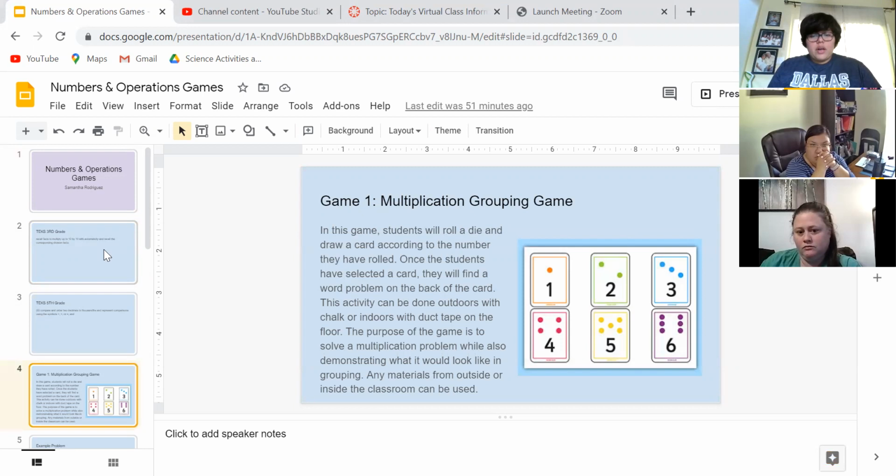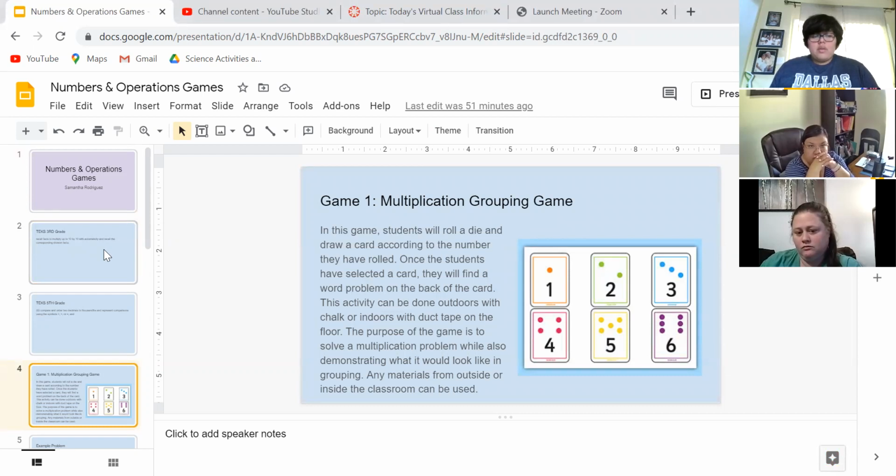Right, so game one. I wrote out a description of game one, and it's a multiplication grouping game. In the game, students would roll a die and draw a card according to the number that they rolled on the die, so it would be 1 through 6. Once they have selected a card based on the number they rolled, they'll find a word problem on the back of their card.